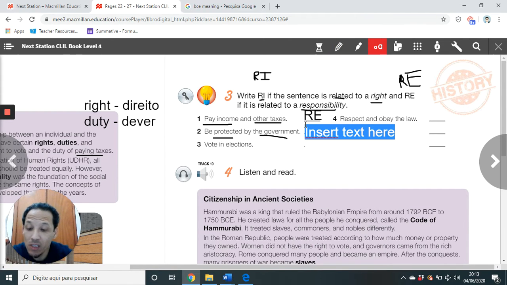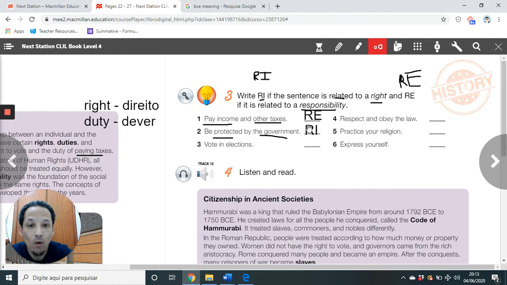It's a right. É um direito que nós temos, ok? So, os governantes precisam proteger o citizen, precisam protect the citizen, o cidadão, ok? Essa é uma das funções do government, protect the citizen, proteger o cidadão, ok? So, vote in elections. Vote in elections. Is it a right or a responsibility? Right, direito, or responsibility?